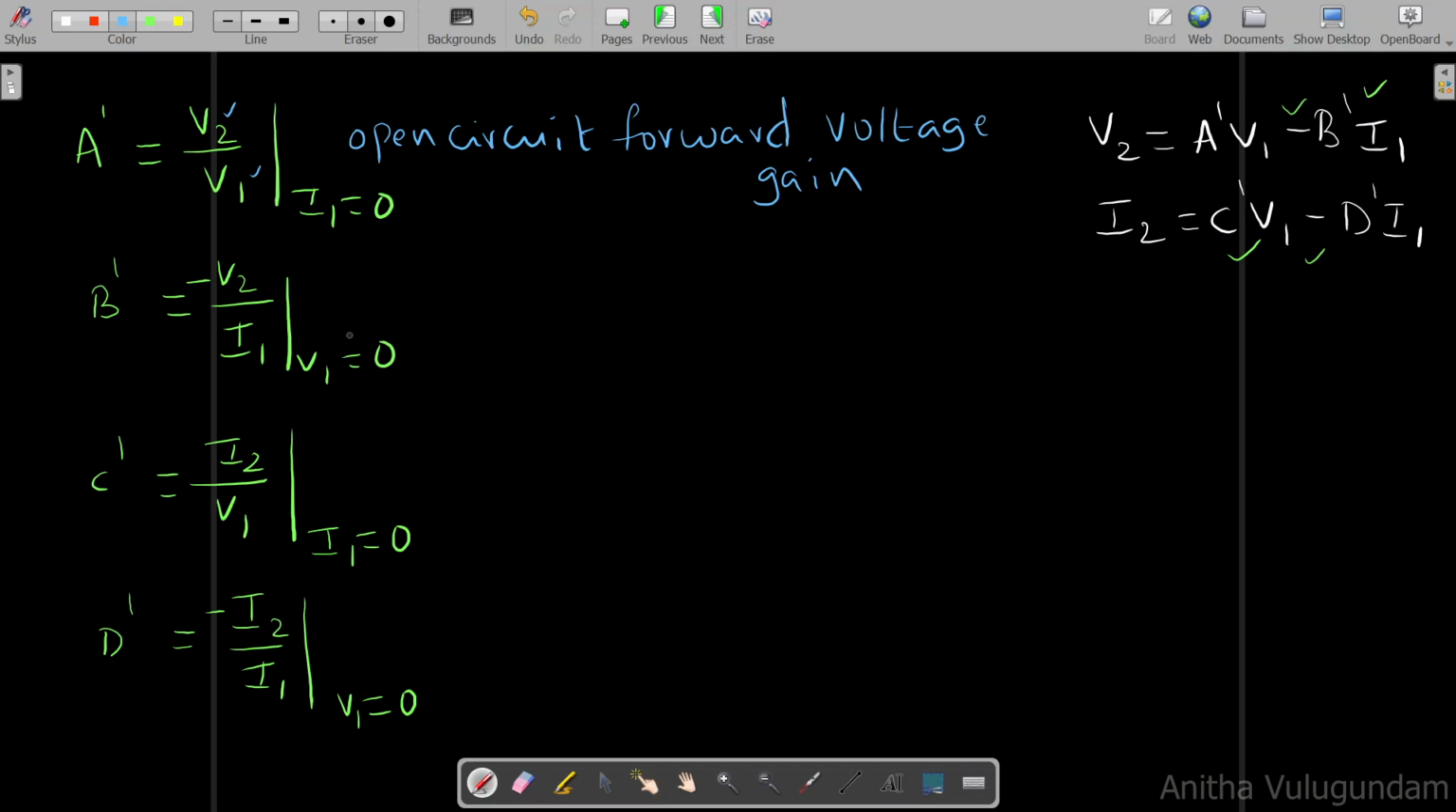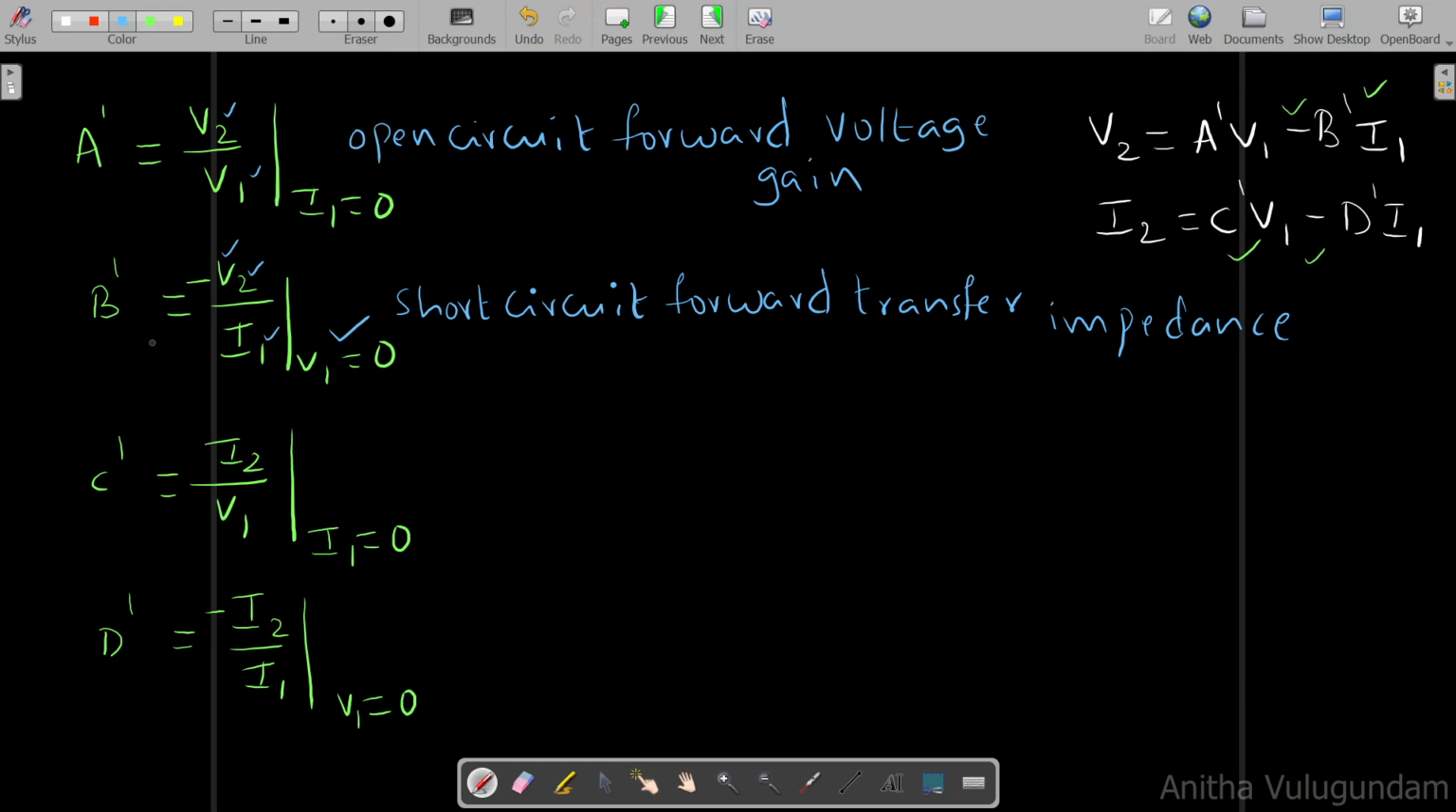Next, B'. Here the condition is V1 equal to 0, so we should write it as short circuit. Second port to first port, output port to input port, so we'll consider it as again forward. And the ratio is V by I. As we are taking this ratio with the port 2 variable to port 1 variable, we'll write it as transfer. V by I is impedance. B' is defined as short circuit forward transfer impedance.